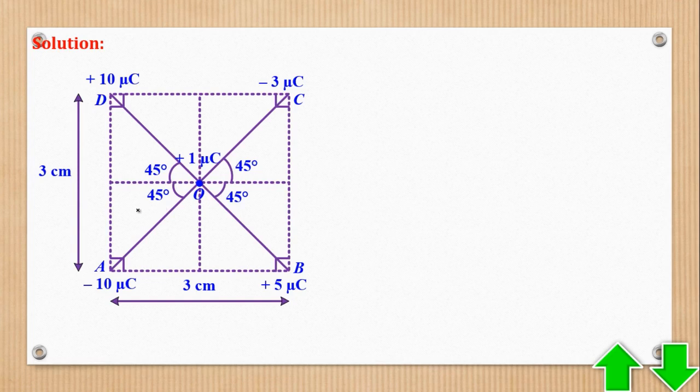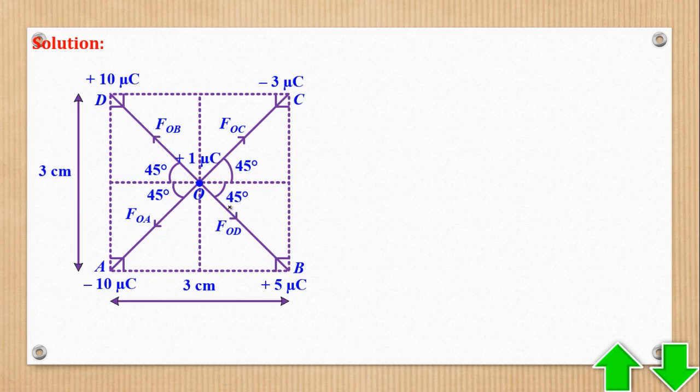Before we calculate the distances, let's first show the directions. First of all, force at O due to charge at A. Remember, this is positive, this is negative, so it will be attractive in direction. So we shall show it there. Then force on O due to charge at B, both are positive, there will be repulsion, meaning this one will go in this direction. Then force on O due to charge at C, these are opposite charges, meaning they will be attractive. Then force on O due to charge at D, these are like charges, so they will be repulsive.